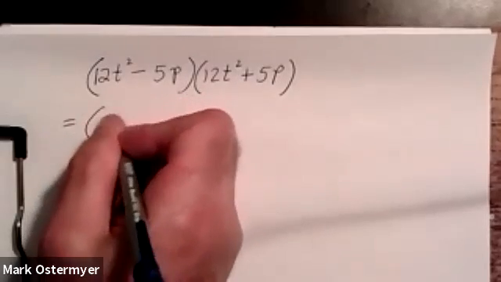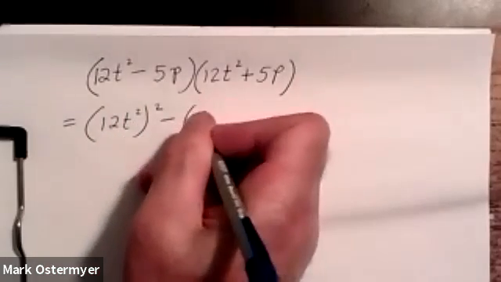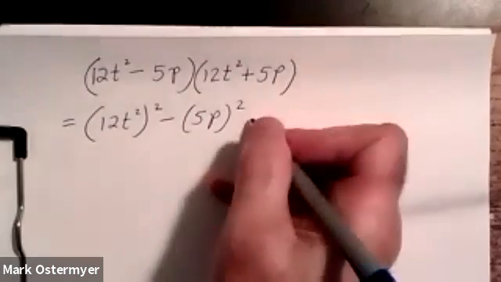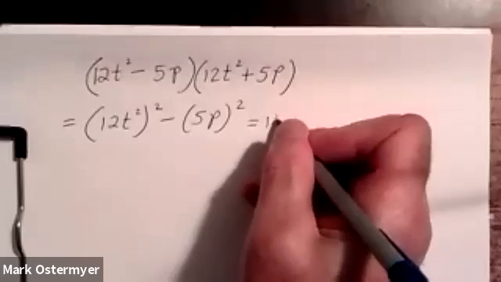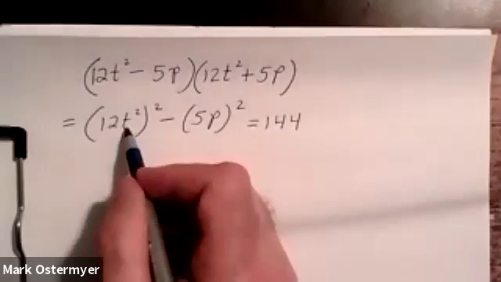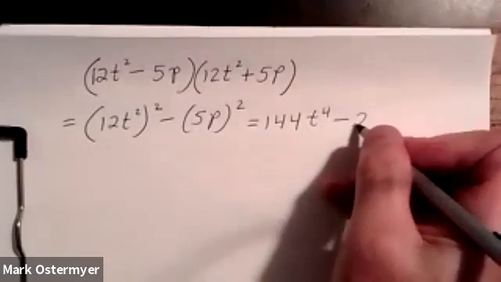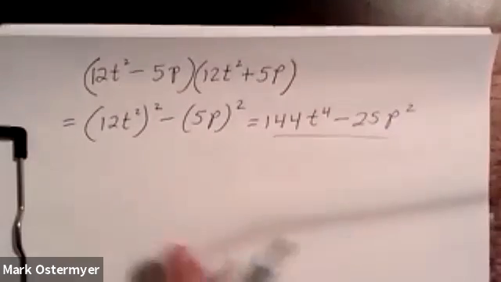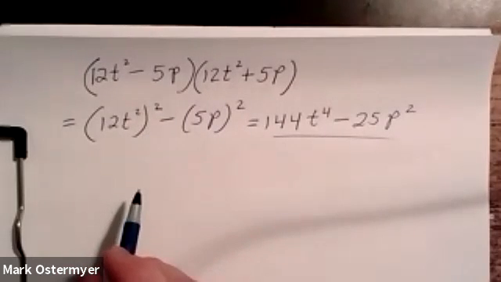Being the case, the product is going to be the square of the first term minus the square of the last term. Shortcut. In which case, this is going to be 12 squared, 12 times 12 is 144. t squared is t to the 2 times 2 power, t to the 4th power. 5 squared is 25, and p squared is p squared. There you go, ladies and gentlemen. That would be the product of these conjugate binomials here.